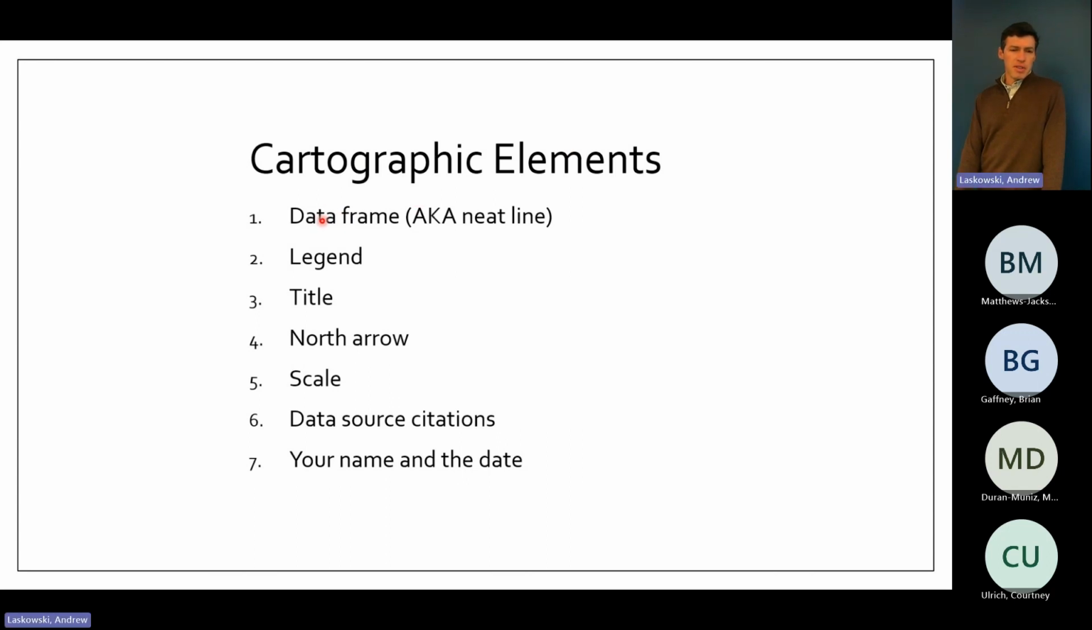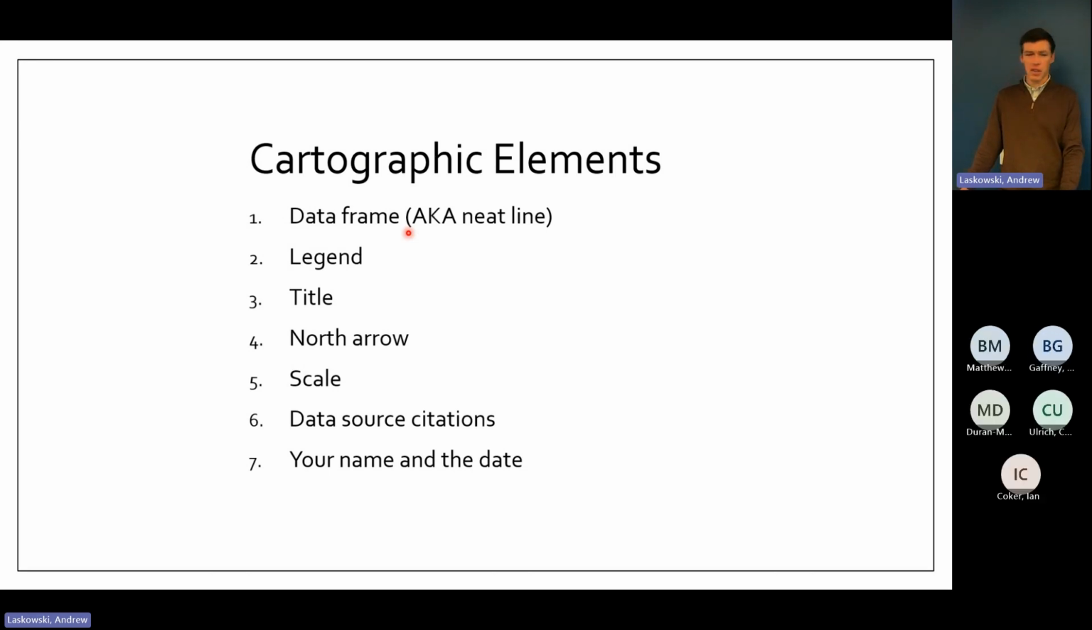But the cartographic elements that are default are a data frame or a neat line, kind of a box around your map to separate it from the other elements on the map, like the title, the legend, perhaps, unless you put your legend on the map itself. Typically, you might as well just put a north arrow, unless it's really getting in the way. Scale bar is always useful. And I also like to add some text with the representative fraction scale. If you're using any data that needs a citation, you should add that with some text.